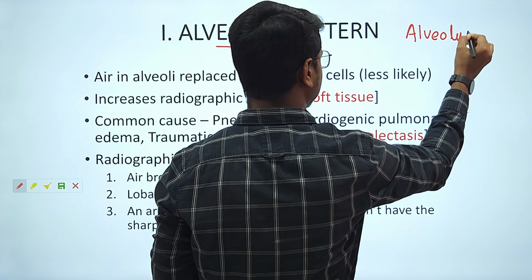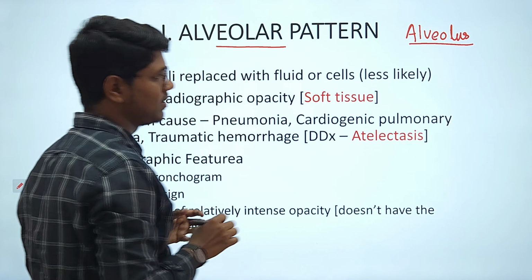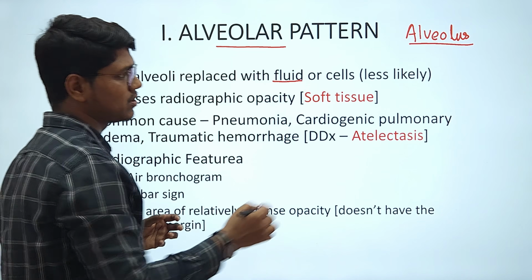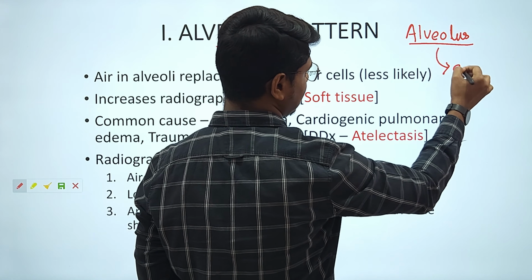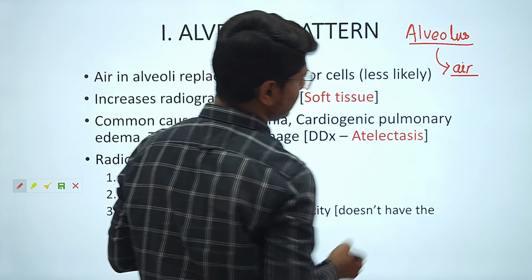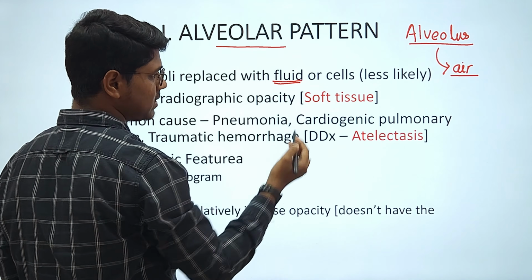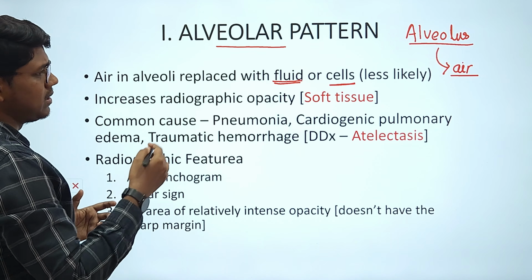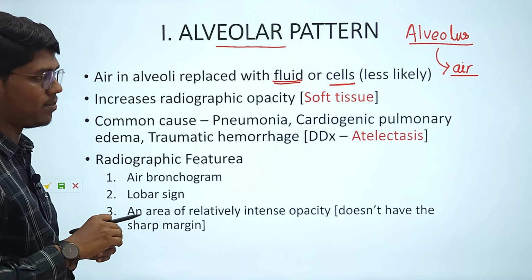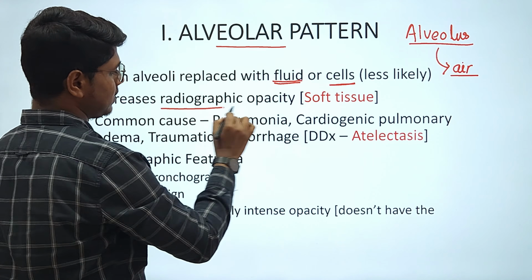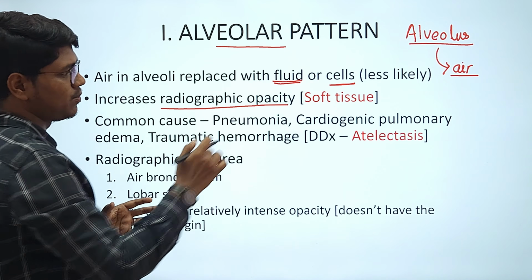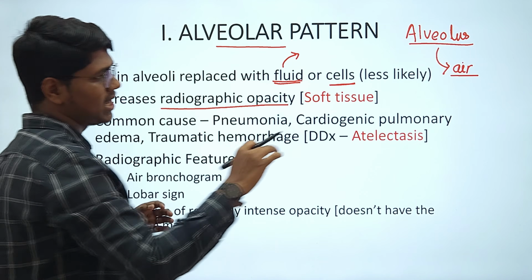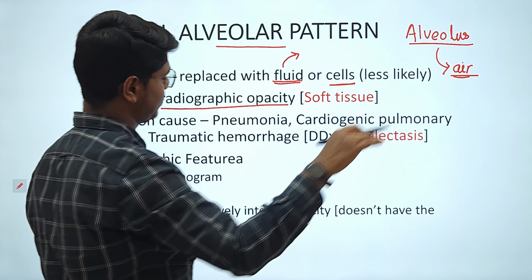So how is the alveolar pattern developed? You see, alveolus contains air. When it is filled with fluids, or sometimes, less likely, filled with cells, then this particular pattern will develop, and the radiographic opacity will change to fluid opacity, or you can say soft tissue opacity. The opacity of the alveolus, which is air, will change to soft tissue opacity.